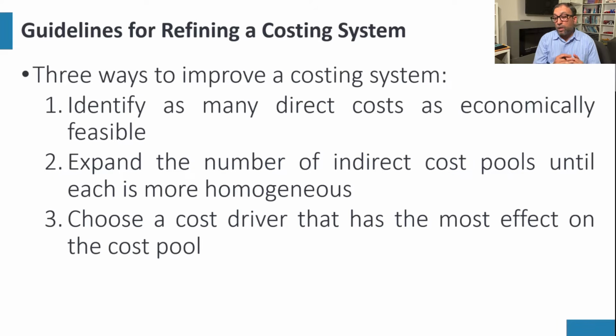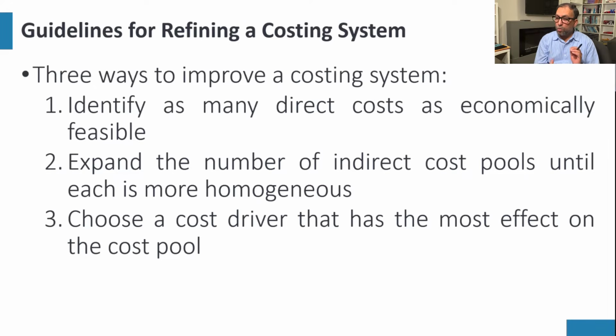The second: whatever is left in that pool of indirect cost, expand the number of indirect cost pools until each is more homogeneous. Then divide this pool into small pools based on homogeneity among the pools. We try to divide the pool of cost into small pools of cost, which are easier to divide among the products.